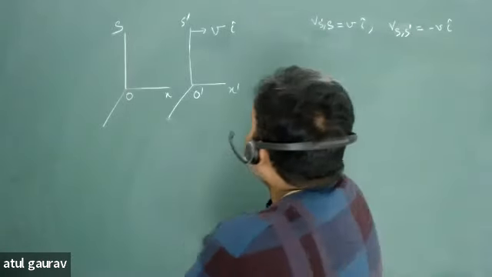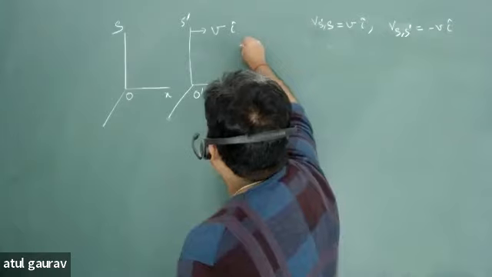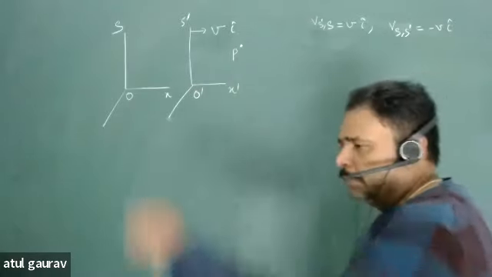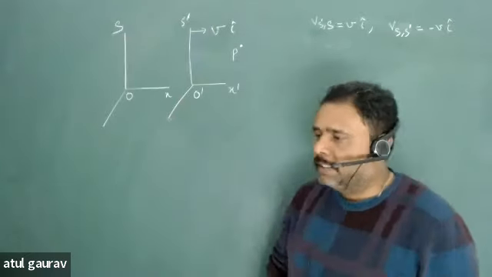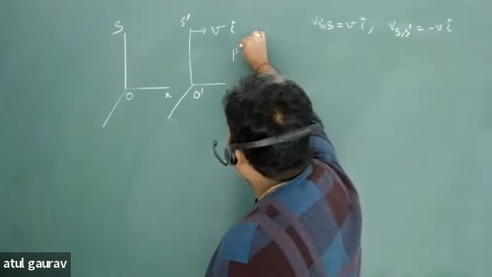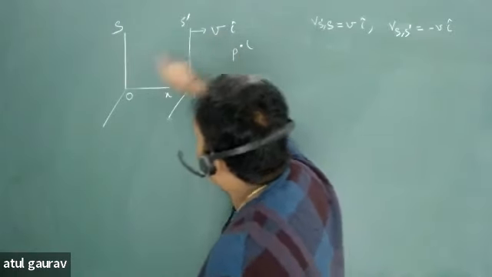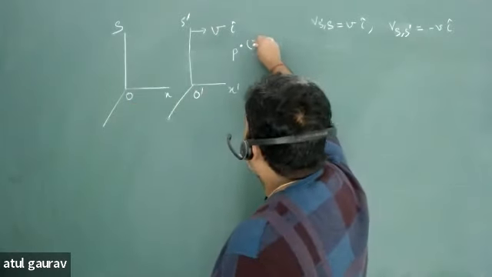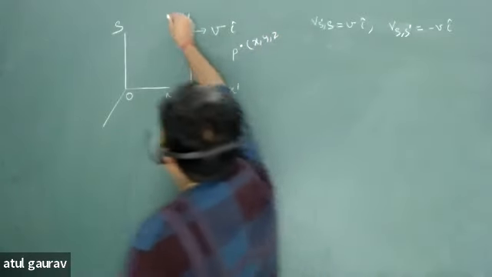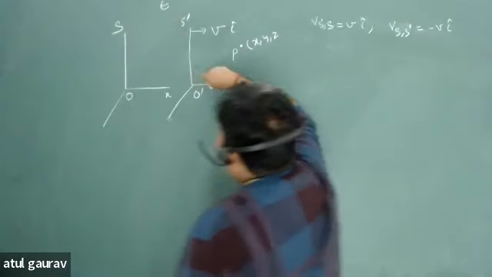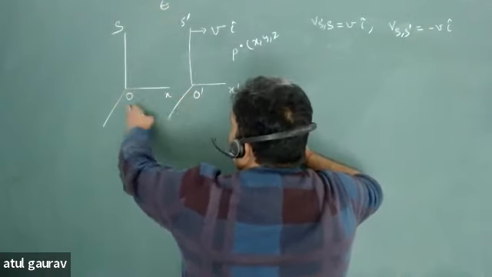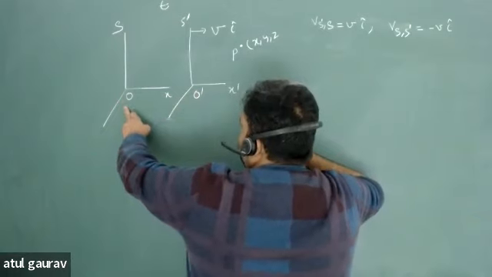Now, there is a point in space, which you call point P. Any point in space you can see, and this is your point P. This point can be coordinated with respect to S frame as x, y, z after time t. What is the meaning of after time t? What will happen before time t? These two origins are going to coincide, isn't it?